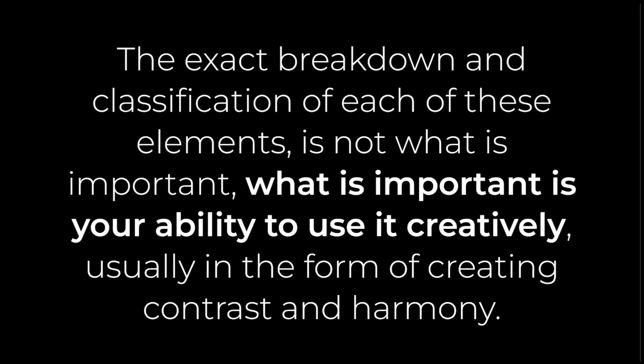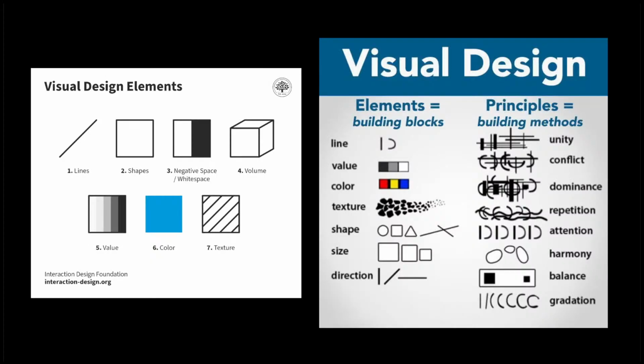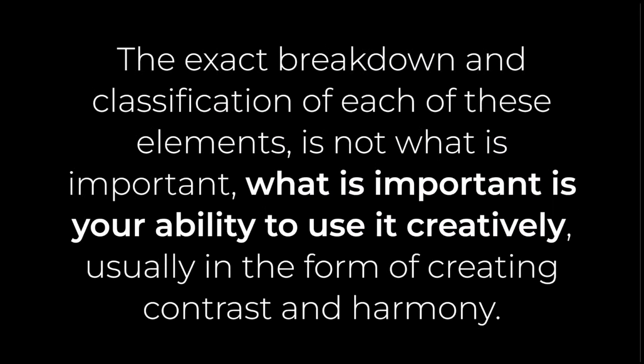The point is actually not the exact breakdown and classification of each of these elements. What is important is your ability to use it creatively, usually in the form of creating contrast and harmony. So the exact breakdown of these visual design elements, I don't think it's that important. It's just more that you can take this abstract concept that is line and be like, okay, let's talk about the quality of line in your work, or let's talk about the quality of direction in your work. However you break it down, it doesn't really matter, but the visual design elements in general is just a helpful way of doing it.